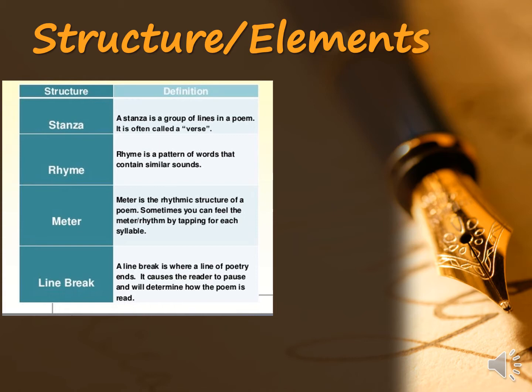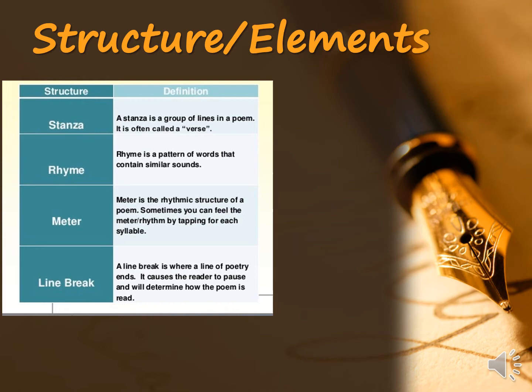Meter is the rhythmic structure of a poem. It's like the beats of a song. You can sense it by tapping for each syllable. Line break is where a line of poetry ends. It doesn't necessarily end with a punctuation. This will help the reader determine how the poem is read.